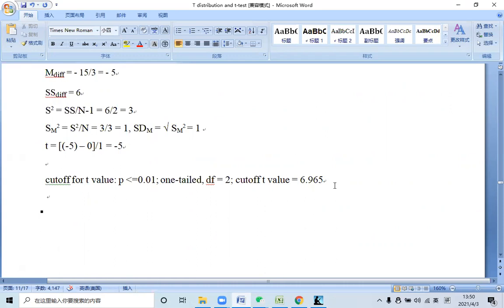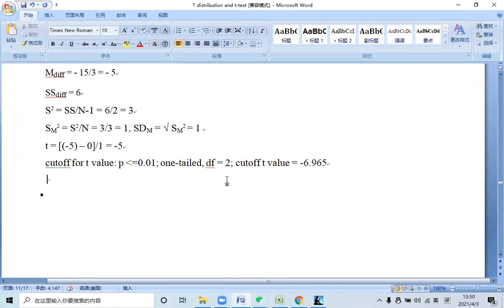It's going to be negative. We are concerned with the negative side. This will be the t-value you will need to reject the null hypothesis. In this case, your calculated t-value is -5. Would that be sufficient to reject the null hypothesis? No, not extreme enough. -5 is not enough. You need a t-value that is more extreme than -6.965.